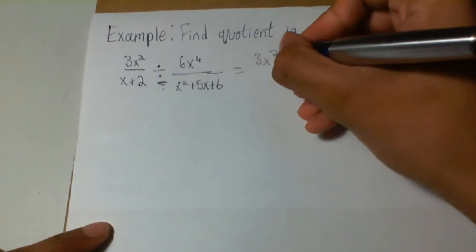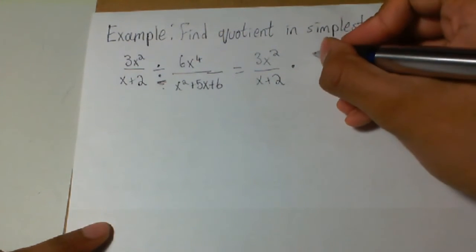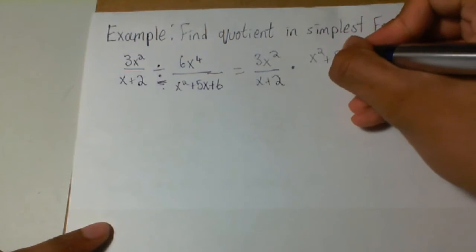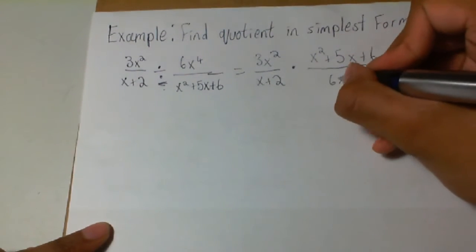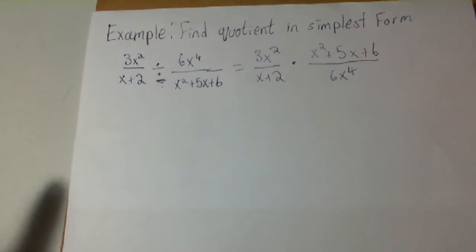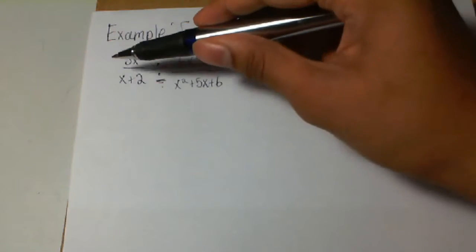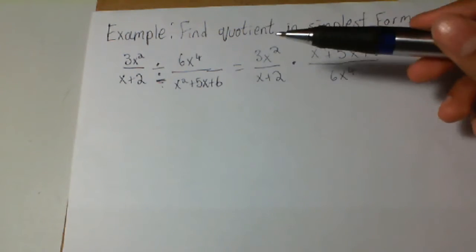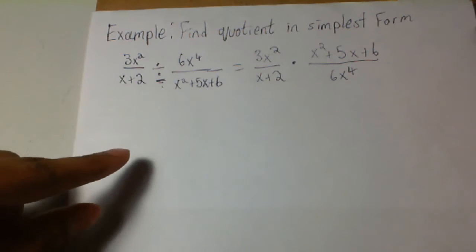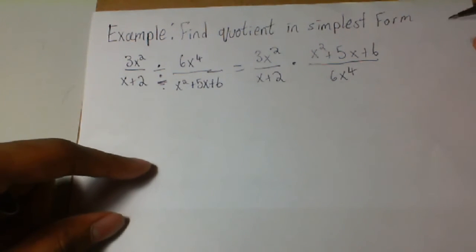So you're going to have 3x squared over x plus 2 times x squared plus 5x plus 6 over 6x to the fourth. So as soon as you see that division sign, keep the first rational expression the same, and then flip the other rational expression. So you get x squared plus 5x plus 6 over 6x to the fourth.